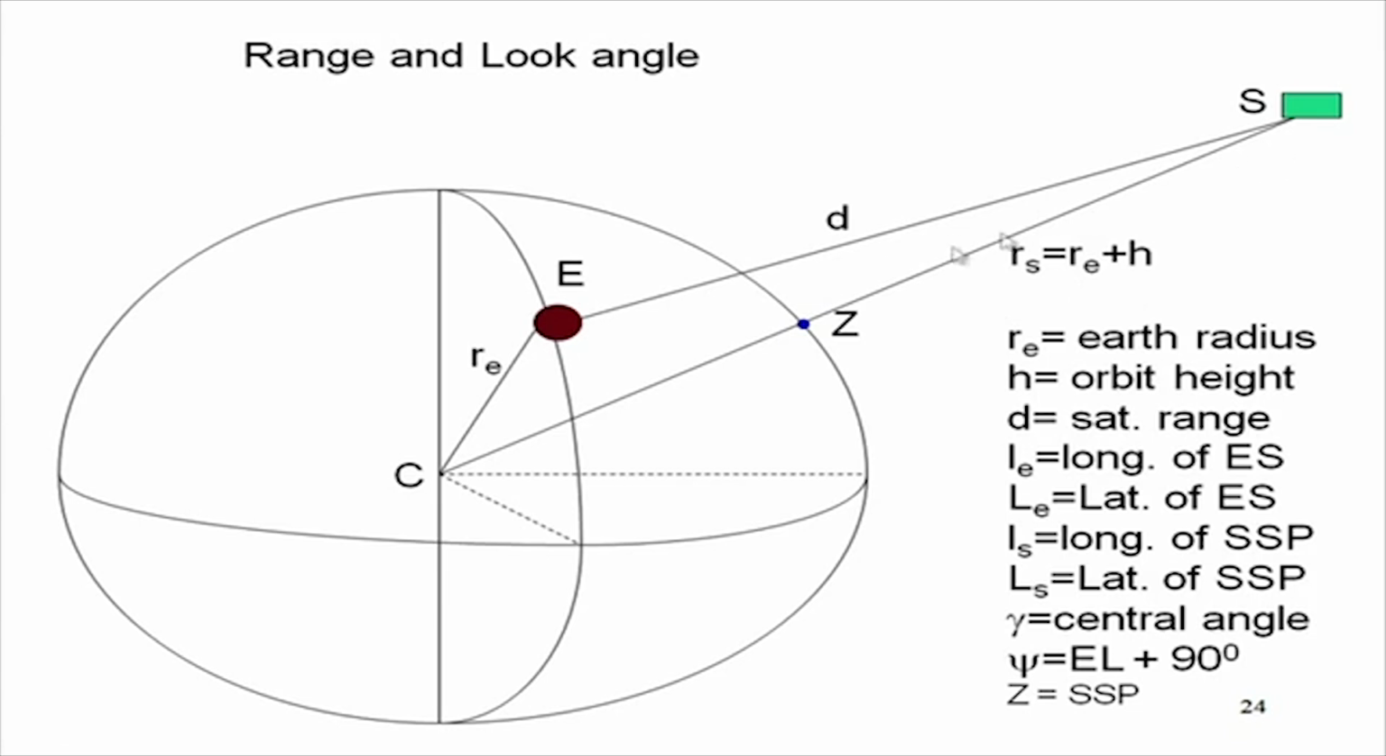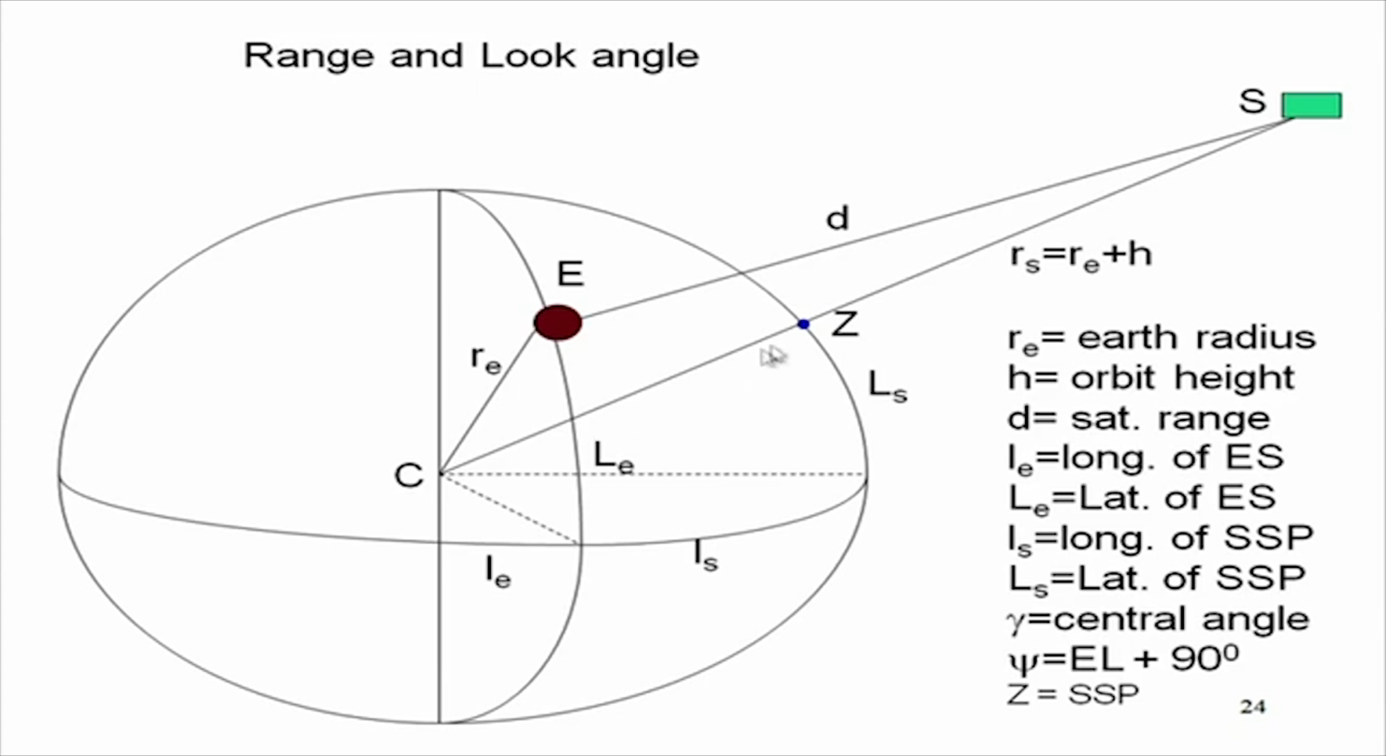Then E to S is the distance from the earth station to satellite. Longitude of the earth station, small le, is this particular angle, assuming this is the meridian. Latitude of the earth station is this angle, and sub-satellite point longitude, small ls, is this angle, and latitude of the sub-satellite point, capital LS, is this angle.